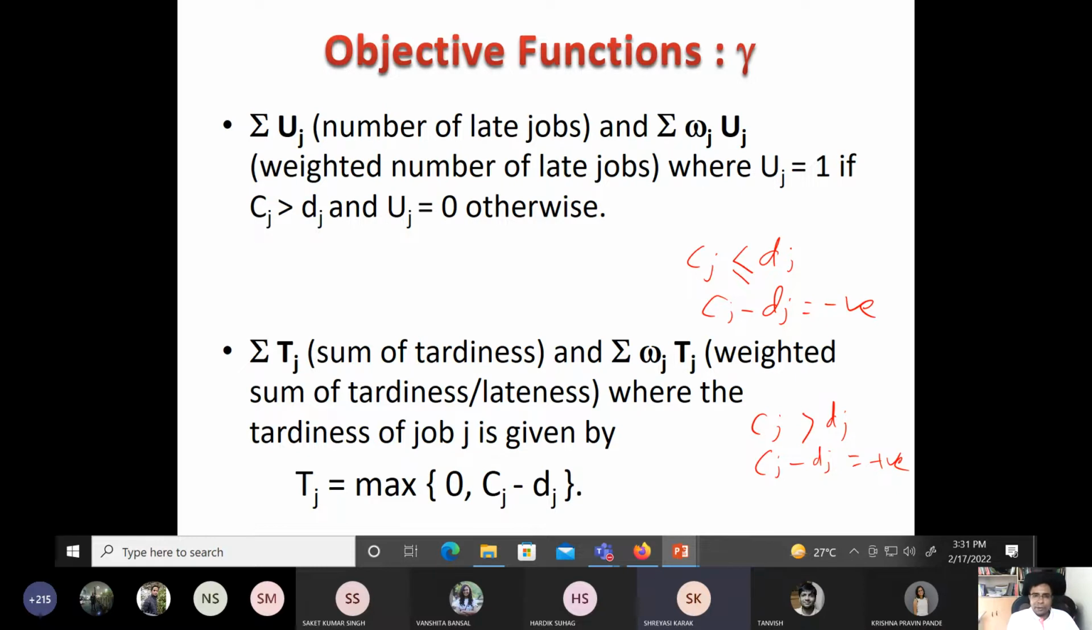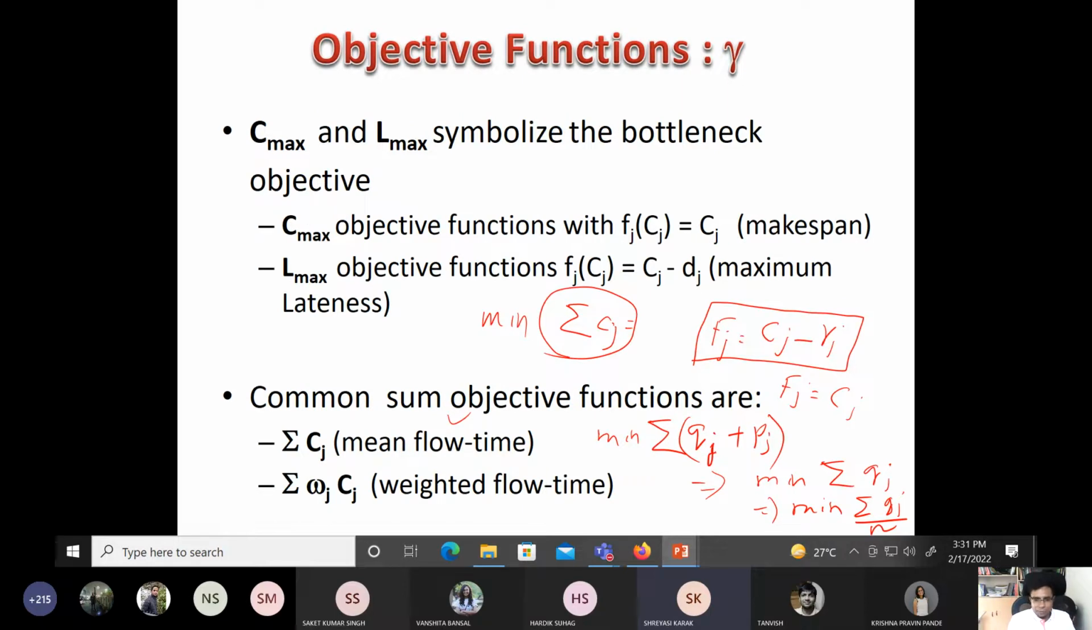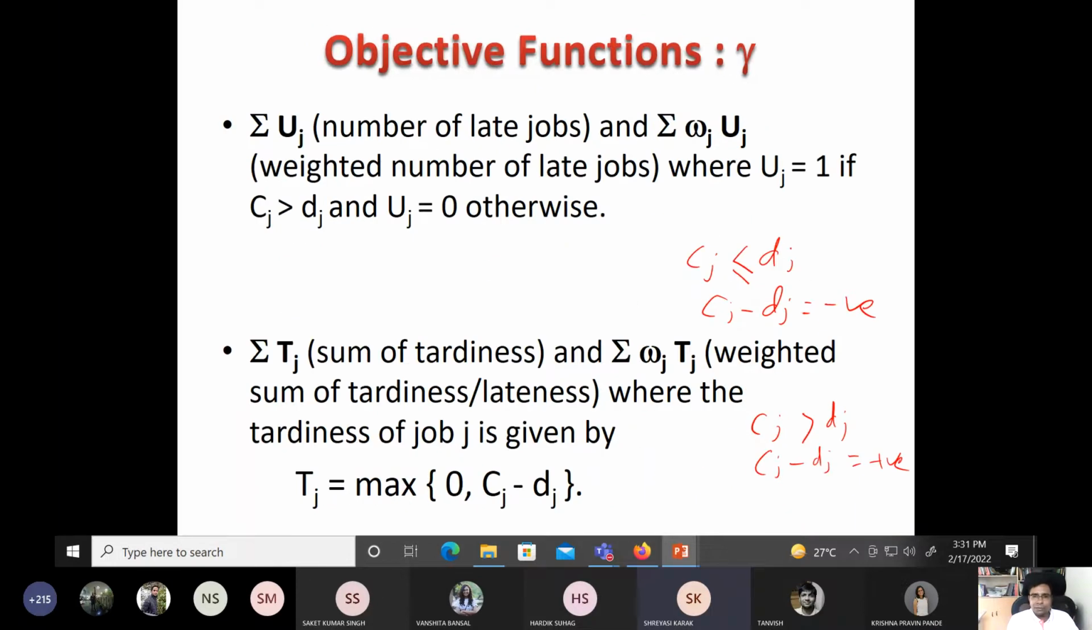So clearly you can see the objective functions: Cmax, Lmax, then sum objective functions, summation of Cj, summation of Wj Cj, then summation of Uj, summation of Wj Uj, and then summation of Tj and summation of Wj Tj. So there are 5-6 objective functions. Most of the problems come under these. We can think of power optimization or temperature minimization or energy optimization, but that is not considered here. So we are looking at very high level parameters. Is this clear?